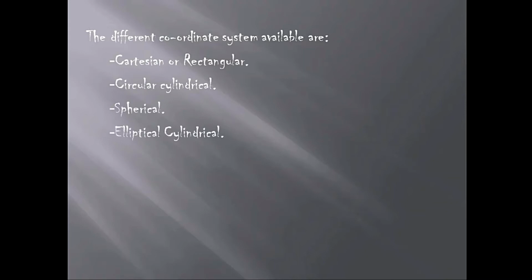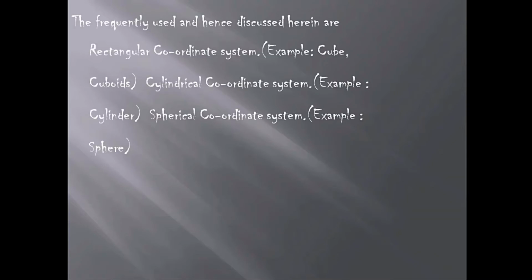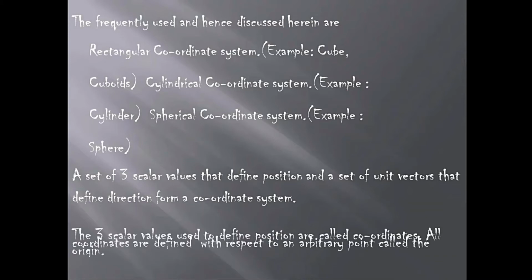As we all know, the different coordinate systems available are Cartesian or rectangular, circular cylindrical, spherical, elliptical cylindrical, hyperbolic cylindrical, parabolic cylindrical, and many more of them. The choice depends on the geometry of the application. The frequently used ones are rectangular, cylindrical and spherical coordinate systems. Those contain three coordinates which are mutually perpendicular to each other and contain a unit vector for each of them. Those are small ax, small ay, small az.